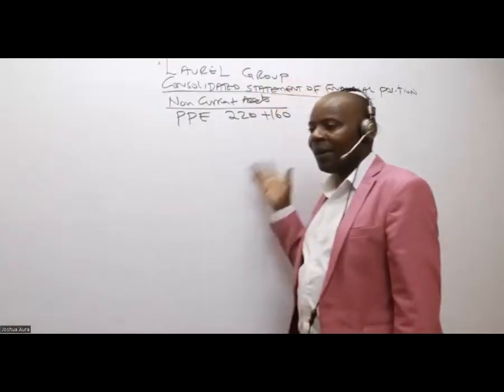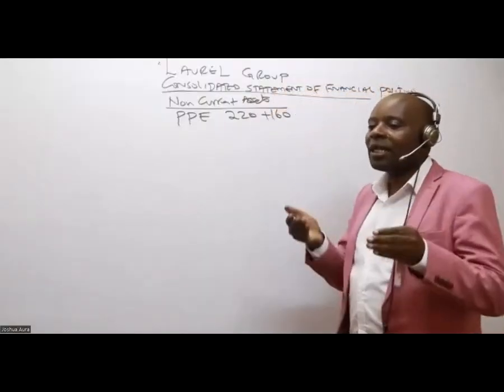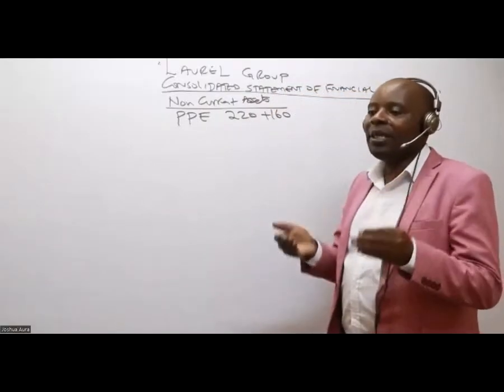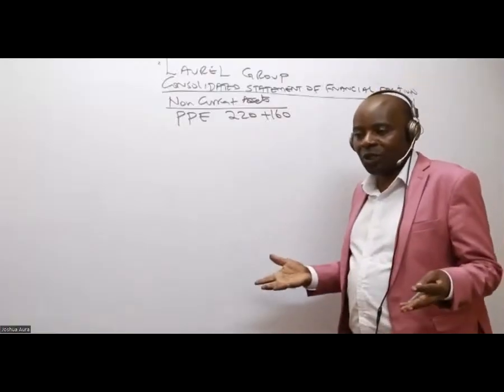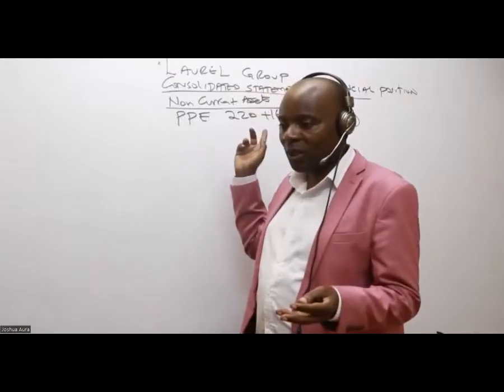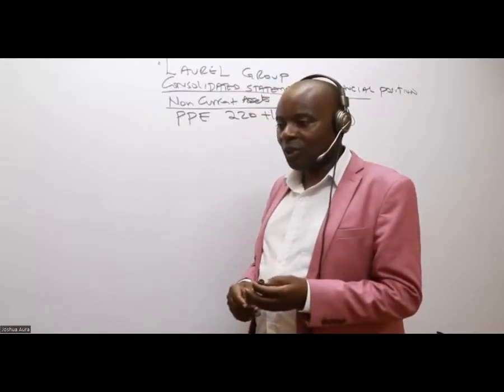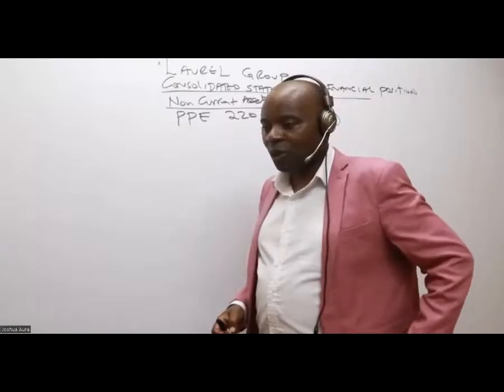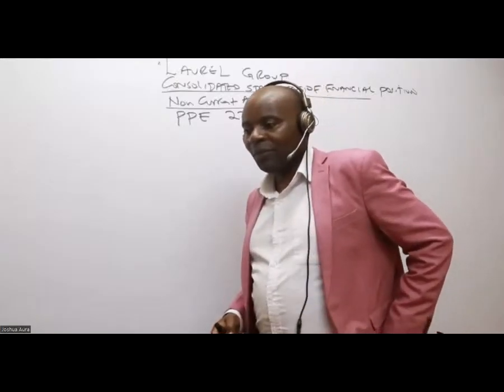Because now I'm consolidating, I'm adding. And remember, we can't bring the PPE of the associate. We don't consolidate associates. So can somebody give me this answer? What is 220 plus 160? Can somebody give me the answer?